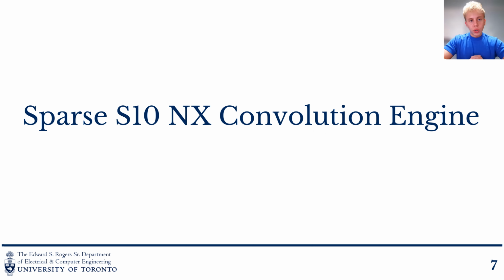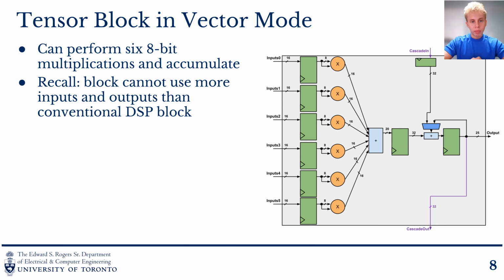So next, jumping into our implementation. We have 2 different implementations on the Stratix 10 NX. We have a sparse implementation and a dense one. We'll start with the sparse one first. For the sparse implementation, in which we maintain the weight sparsity discussed earlier, we use 2 different modes. The first is vector mode.